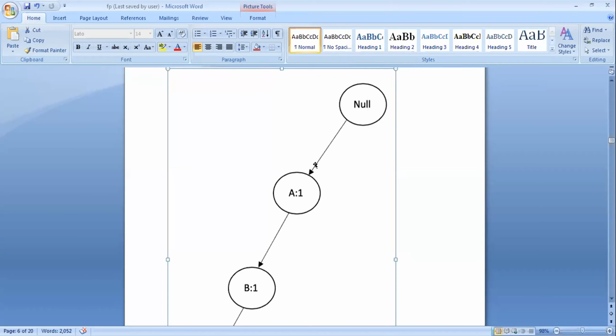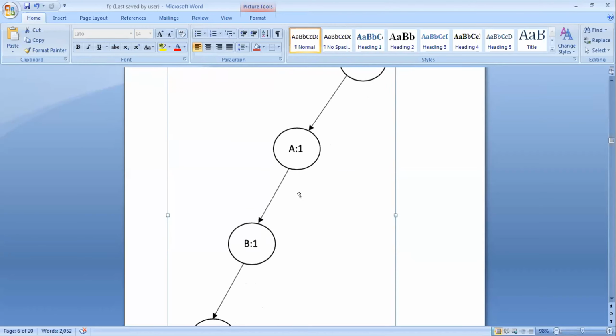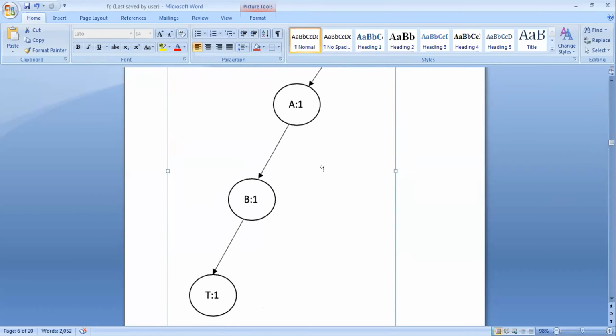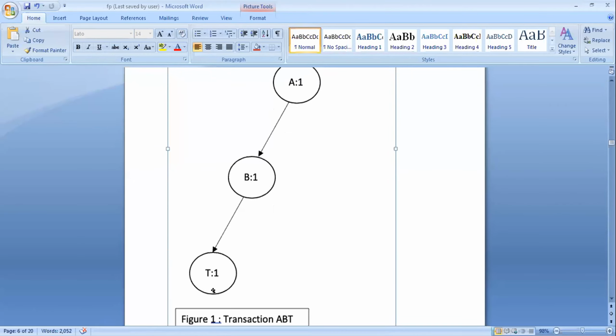Now with the first transaction T1, that is A, B, T, the items purchased. Whenever an item is purchased, you represent it with its support count. So the support count of A is 1, B is also 1, and T is also 1.